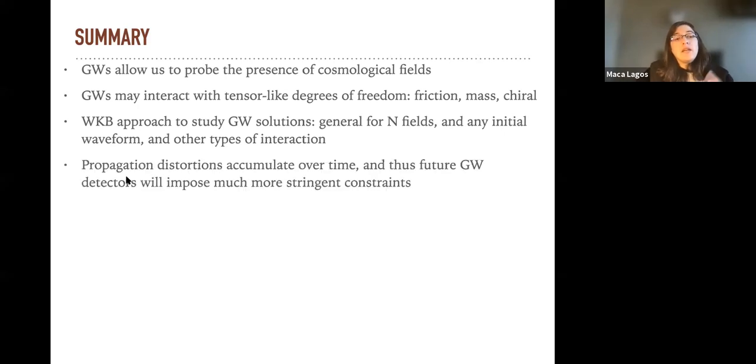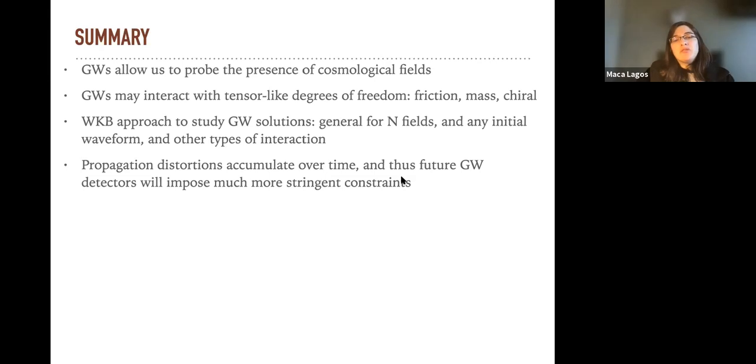And again, I emphasize that these distortions that are caused due to propagation effects accumulate over time. The longer the wave propagates, the bigger the distortions will be, which is different to modifications that may happen during emission. Those are kind of fixed, and they just propagate then exactly the same distortions to the detector. But for these propagation distortions, there is like this redshift dependence of the distortions.